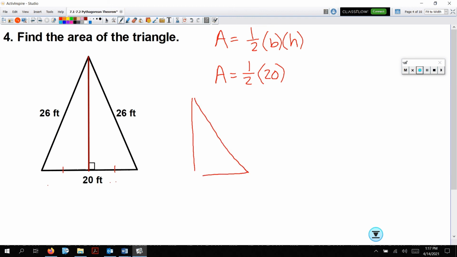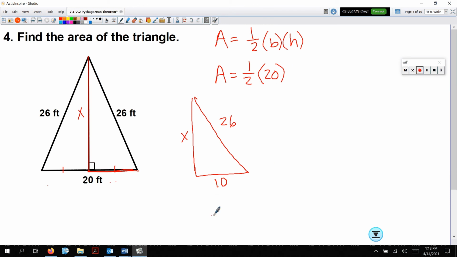I'm going to try to copy it as best I can. You know, I'm not the best at art. Right, this is going to be 26. This is my height, which is x. And now I'm just going to be taking half of the base here. So that's going to be 10. So I need to find out the height of this triangle so I can plug it into this formula here.